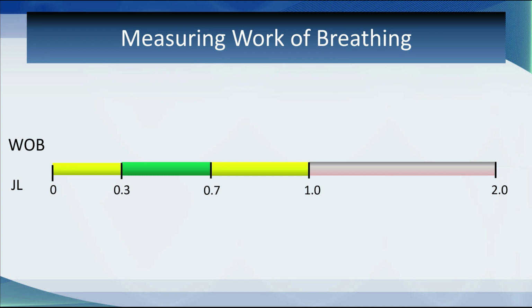Below this is the 0 to 0.3 and above that is the 0.7 to 1 joule per litre, and these are both in yellow. They represent too little work or too much work respectively. The outer zone is usually only occupied by the work of breathing that is carried by the ventilator, so it's very high workload. There are 2 measurement boxes in the work of breathing, one for the patient and 1 for the total work of breathing that includes the patient's work and the ventilator work.